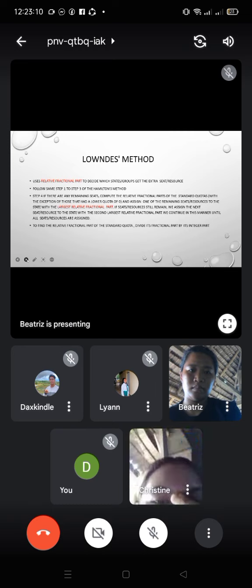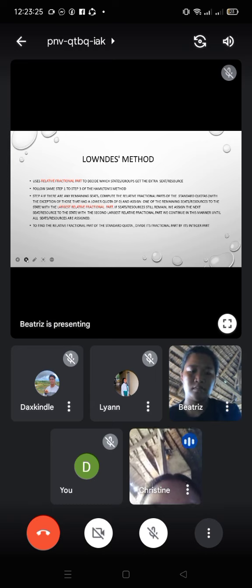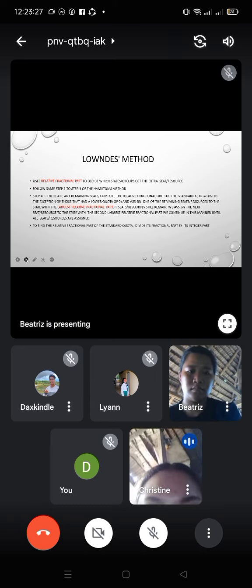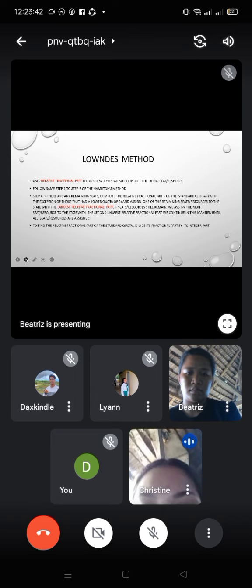Lowndes method. Use the relative fractional part to decide which state or group gets the extra seat or resource. Follow the same step 1 to step 3 of the Hamilton method. Step 4. If there are any remaining seats, compute the relative fractional parts of the standard quotas, with the exemption of those that had a lower quota of 0, and assign one of the remaining seats or resources.